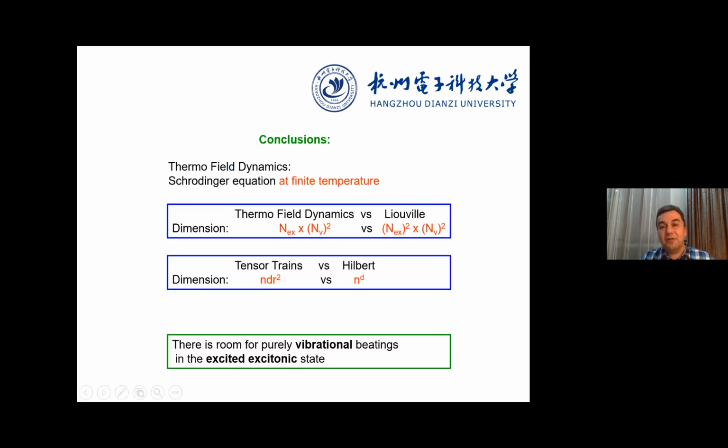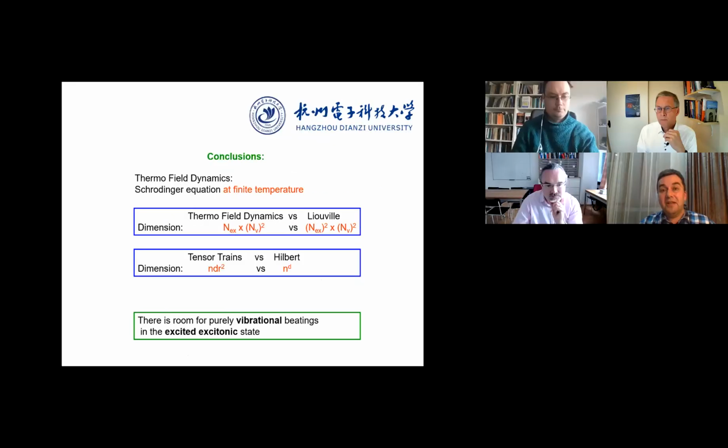These are the brief conclusions. I try to convince you that this method, which is based on Thermofield dynamics and tensor trains, is quite powerful. It can allow us to treat really multidimensional systems and not only calculate dynamics of these systems, but also simulate spectroscopic signals for these systems.